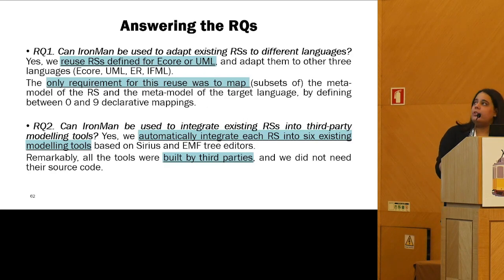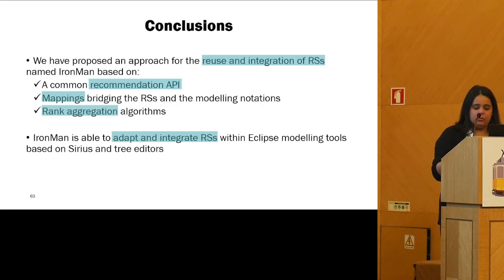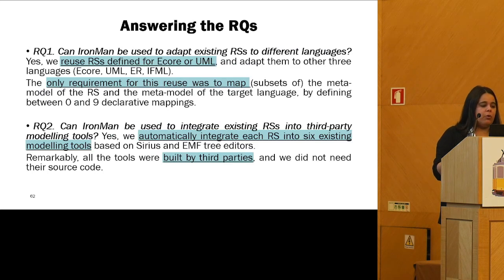So to answer the two research questions: can we reuse or adapt these existing recommender systems to different languages? The answer is yes. We reused them for Ecore, UML, entity relationship, and EFML. And the only requirement for these was the mapping, which can range from 0 to 9, depending on the particular case.